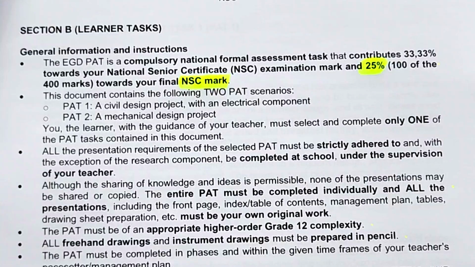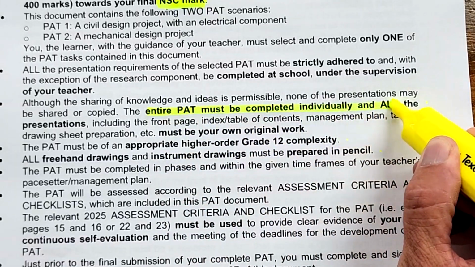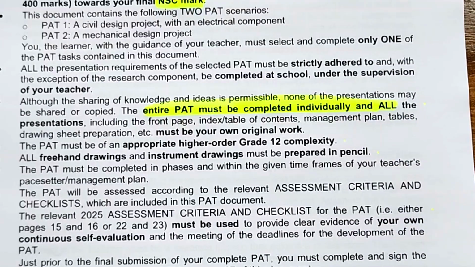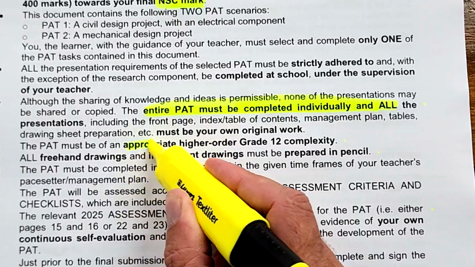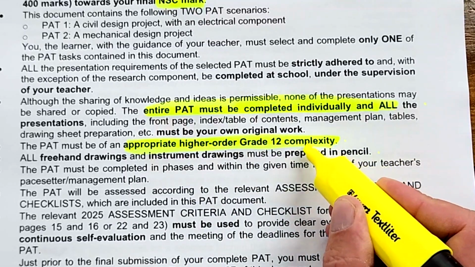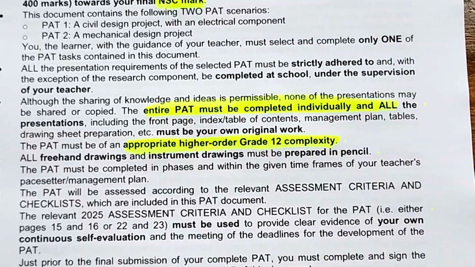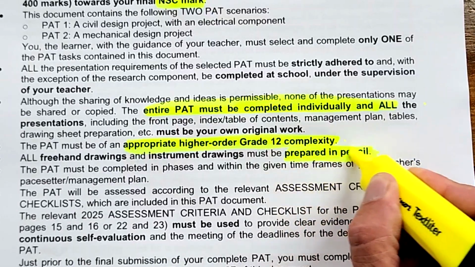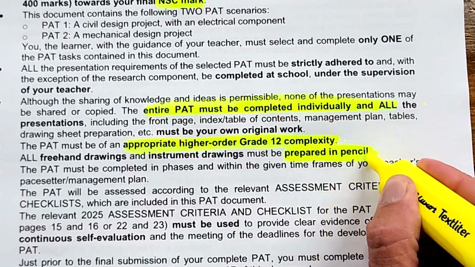The second thing that's important here is that you need to complete this entire PAT as an individual. All the presentation requirements here must be your own work. There's nothing here that you can copy. Secondly, the PAT must be of appropriate higher order complexity for a grade 12 learner. So it cannot look like your younger sister or brother did this. This needs to be of a high quality standard. You also need to use only pencils in all of your drawings. So no pens, no coloring pens, just plain pencils is required for your drawings.